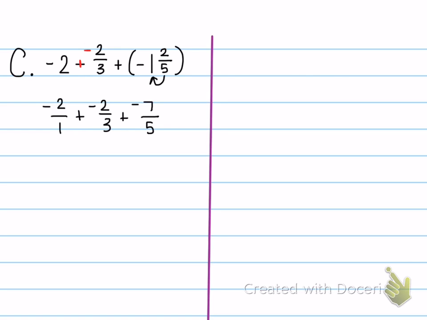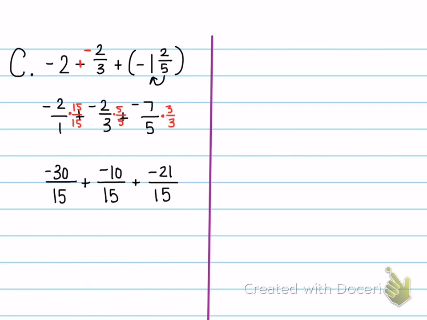My common denominator for 1, 3, and 5 is 15. So all of my denominators will be 15. I'm going to multiply the first one by 15 over 15, and I see that I have negative 30/15. I'm going to multiply the second one times 5 over 5, and that gives me negative 10/15. And I'm going to multiply the third one by 3 over 3, and that gives me negative 21/15.